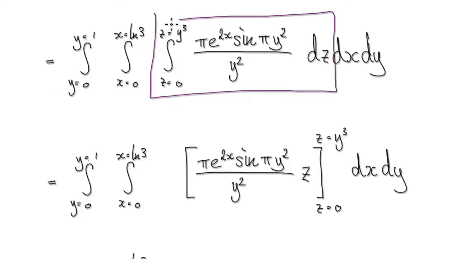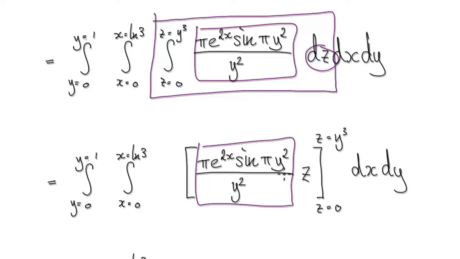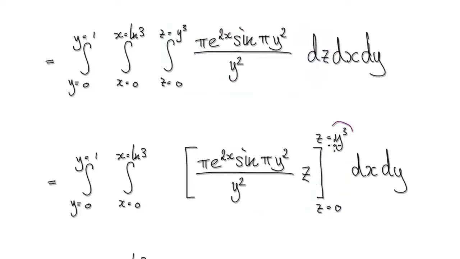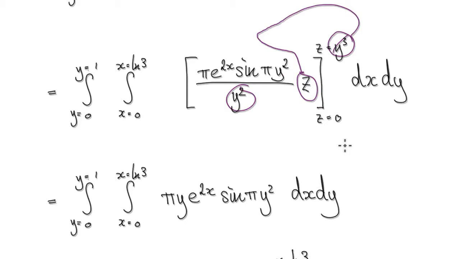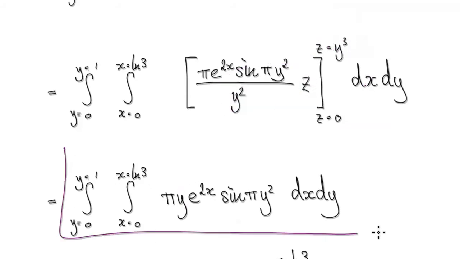So when you integrate this with respect to z, you can treat this whole thing as a constant. So it will be a constant z from 0 to y cubed. So put this into the z, which is here. It will get cancelled out, leaving you with just one y, this y here. And when you put 0 into the z, the whole thing disappears. So that will then take us to here.